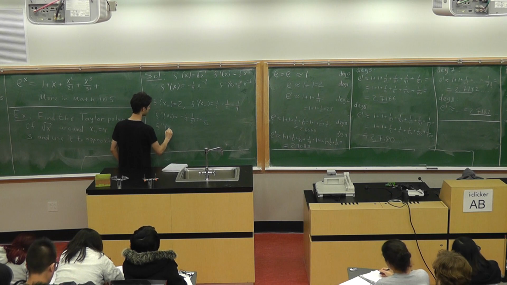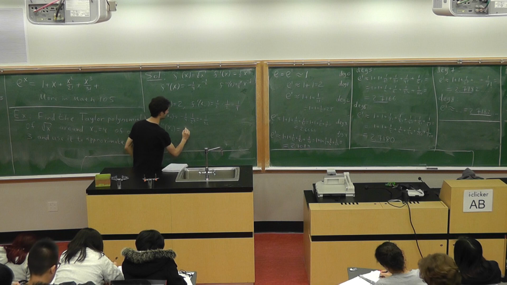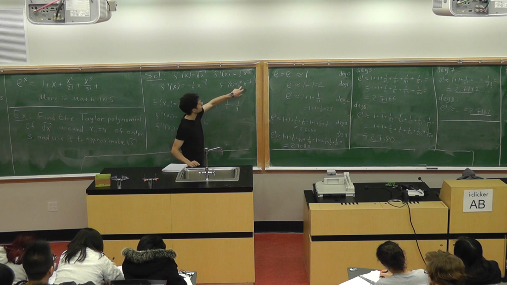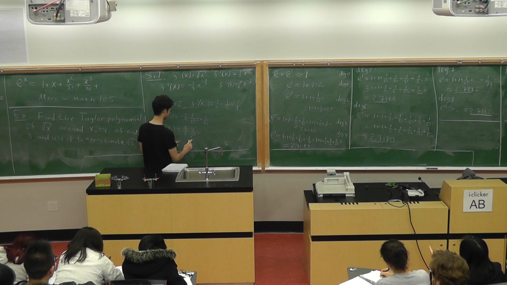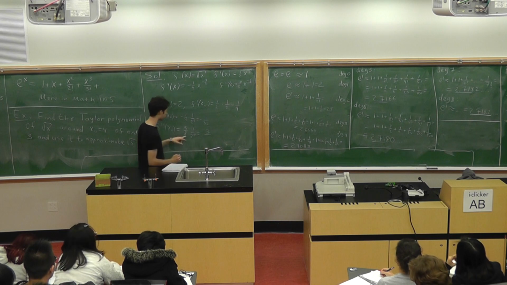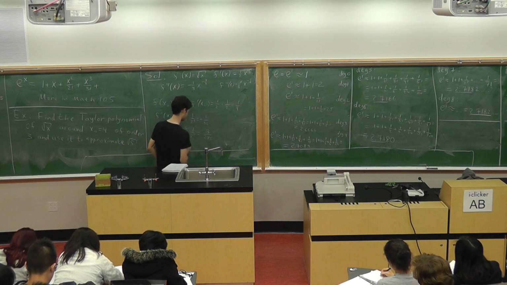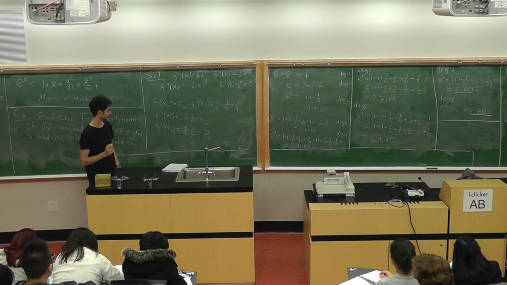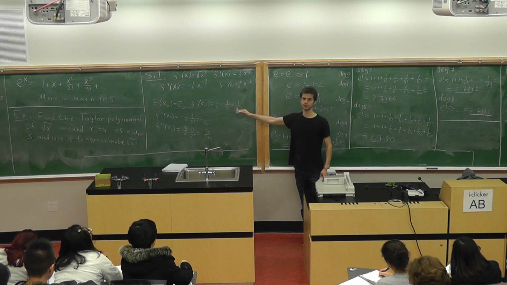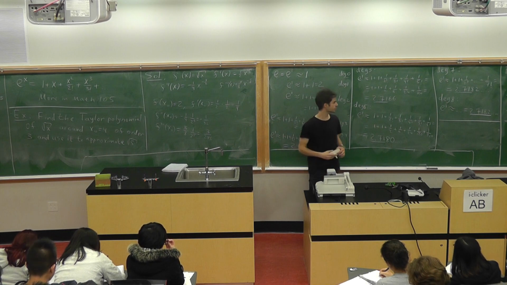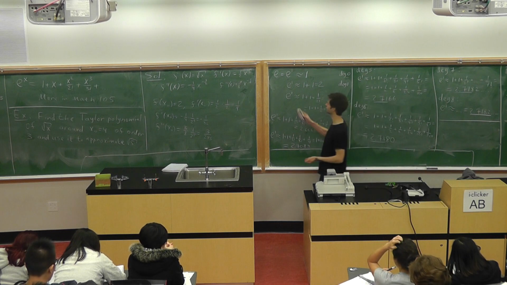And f triple prime at x0 = 4 is 3/8 times 4 to negative 5/2, so it's 1/2 to the power 5. So it's 3/8 times 1/32, 3/256. Okay. So we found the first three derivatives at the point x0. We have these coefficients. The rest is just to write down the polynomial.